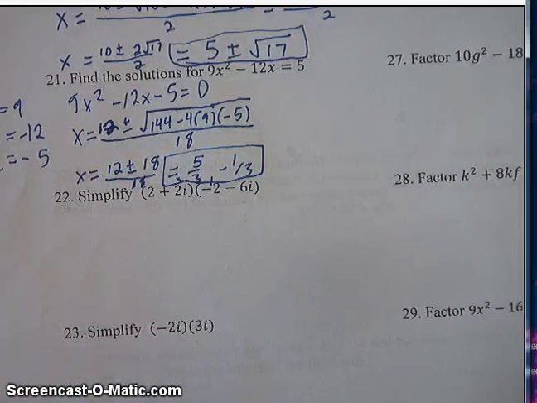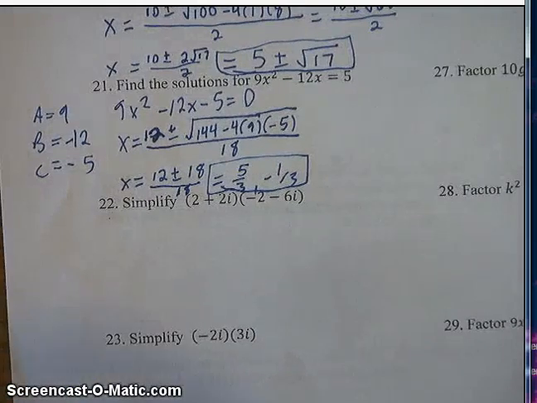Alternatively, you could have chosen to factor this problem, and you would have gotten the same set of solutions, but this would be one of those tougher factoring problems, so I actually think the quadratic formula is easier in this case.